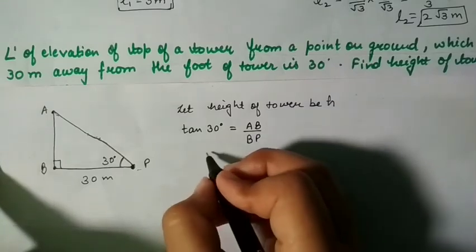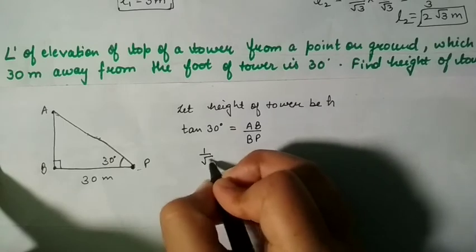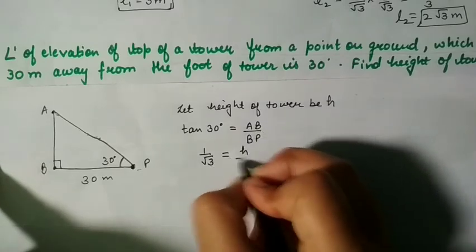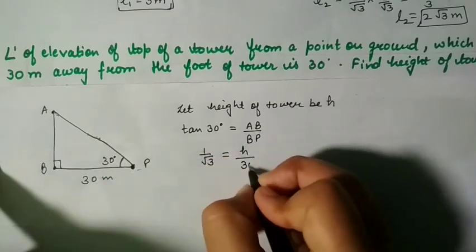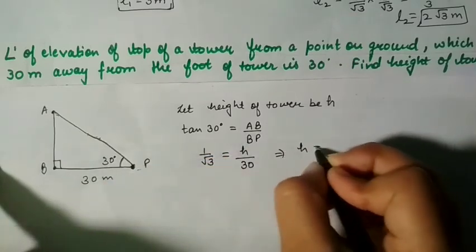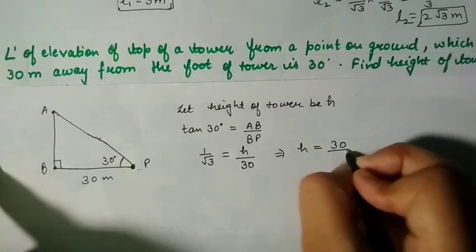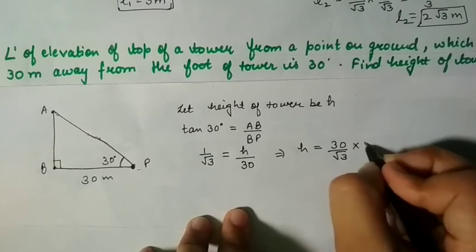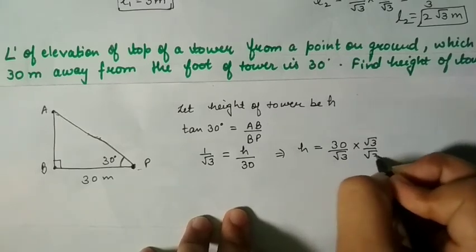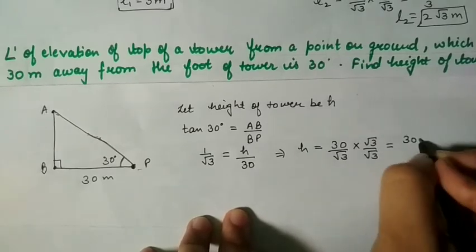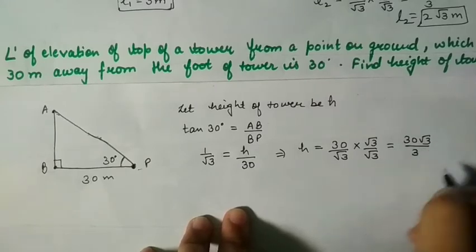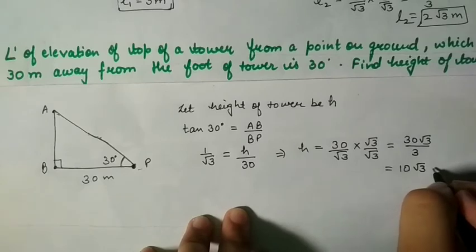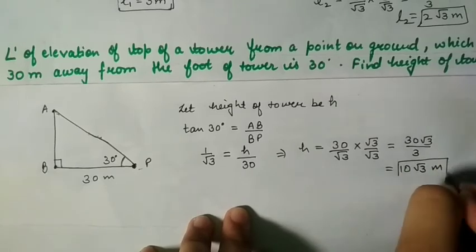Now what is the value of tan 30 degree? It is 1 by root 3. And AB is H. BP is given to be 30 meters. So H is 30 upon root 3. Now we don't want square root term in denominator, so we will rationalize. Into root 3 upon root 3 is equal to 30 root 3 upon 3, that is 10 root 3. So 10 root 3 is your answer. 10 root 3 meters is the height of the tower.